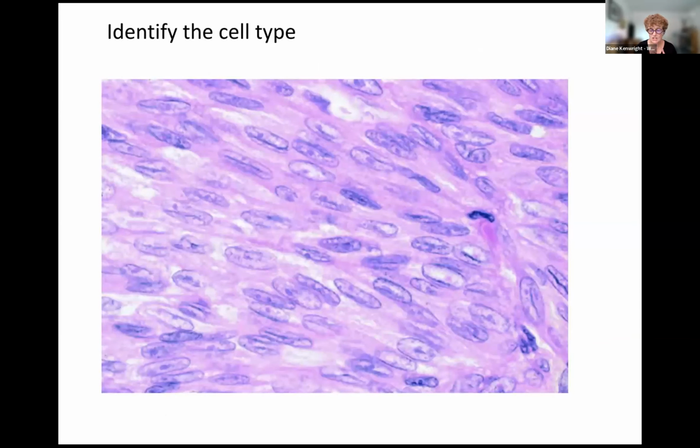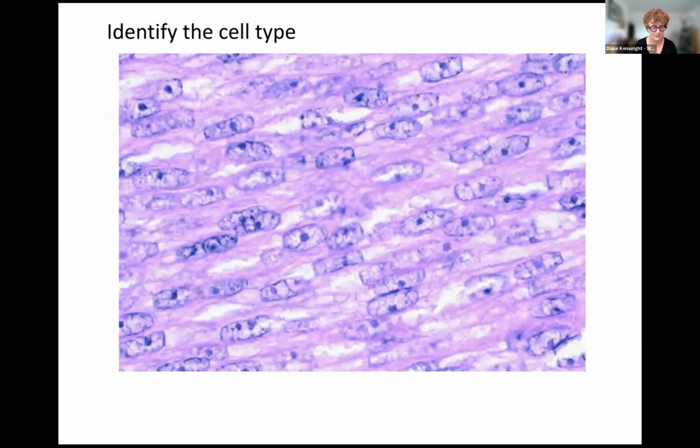All right, so in the chat, I want you to tell me what cell type this is. Is it spindle or epithelioid? Amanda, can you monitor the chat for me? I am. Everybody is saying spindle. Perfect. And this one?